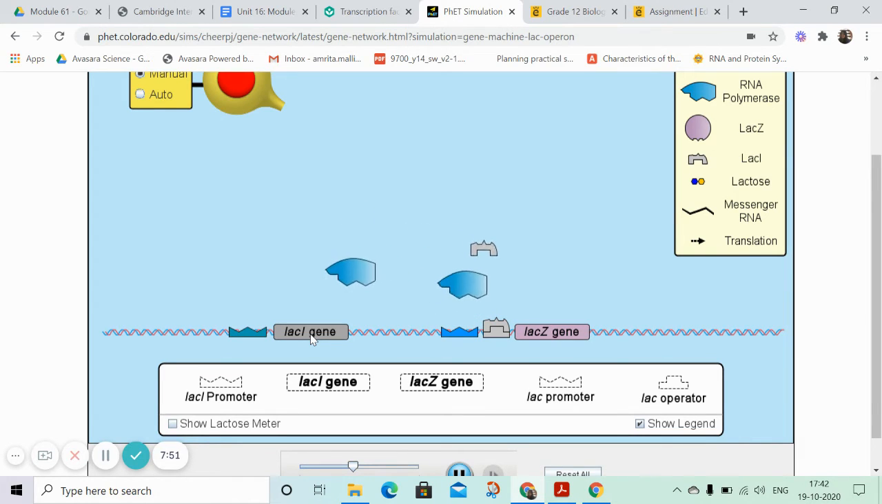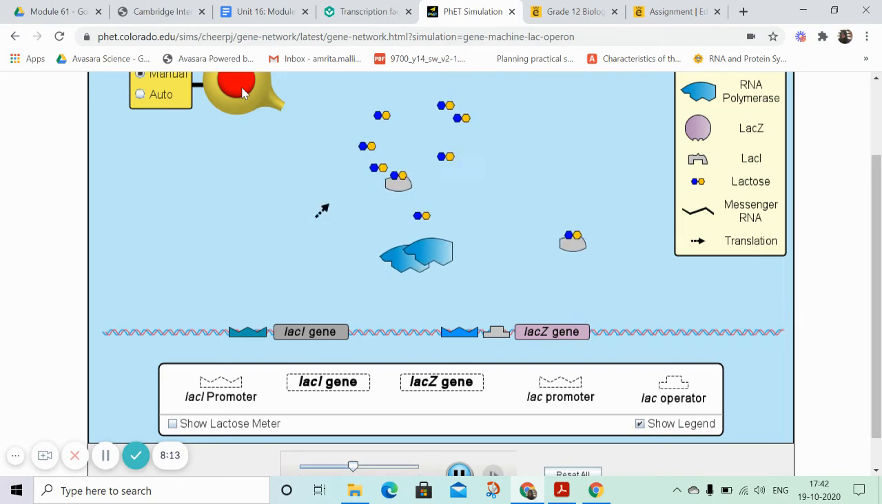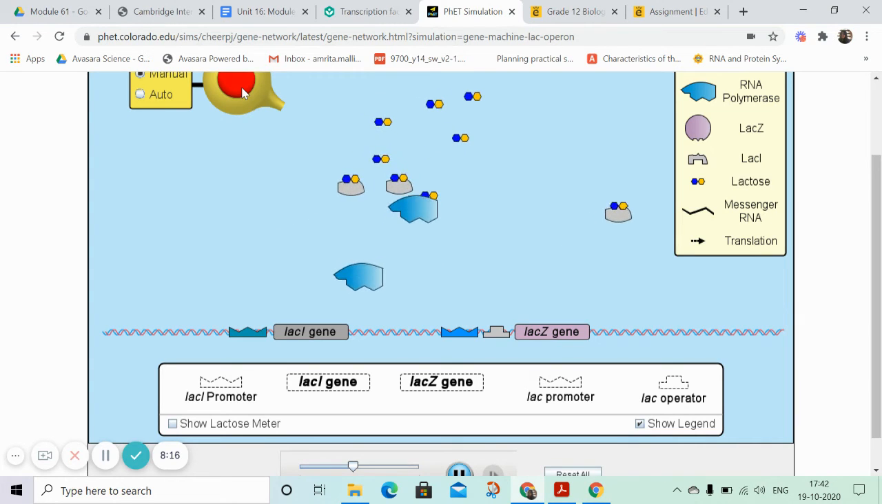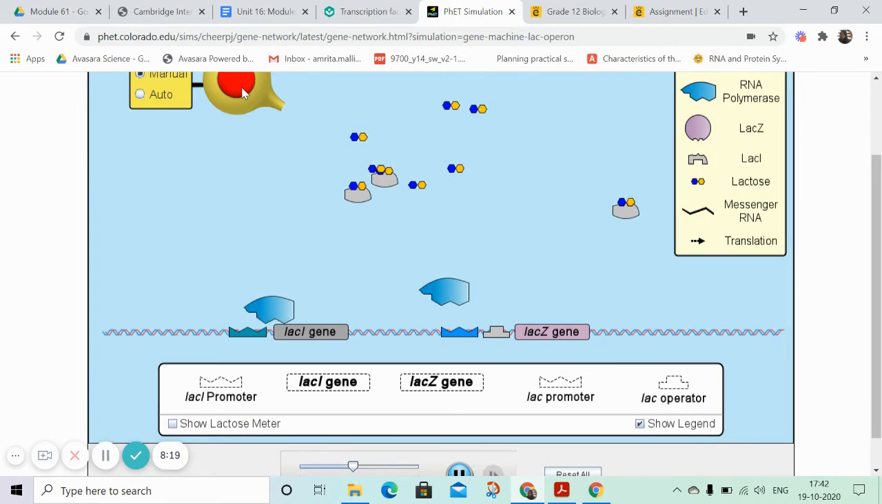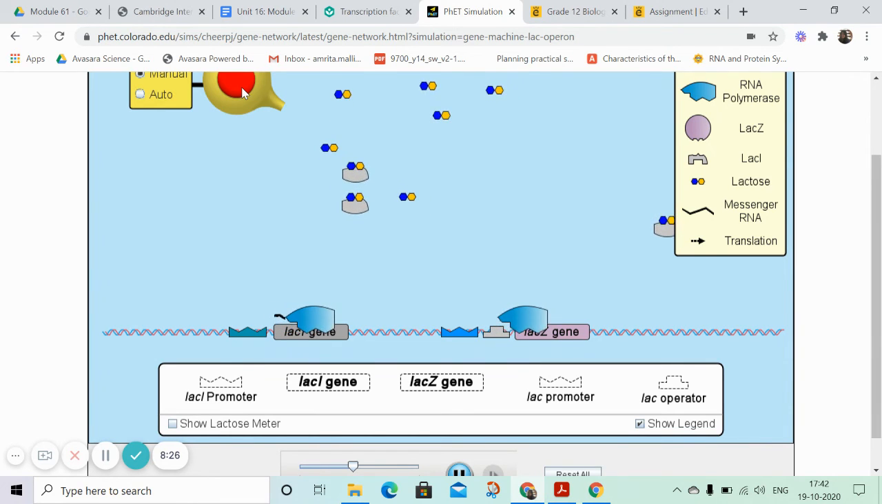Add some lactose. How does this affect transcription of LAC-Z gene? Let's add some lactose, and let's see how that will affect LAC-Z gene transcription. You can see lactose floating in the cell cytoplasm, and quickly they catch up with the repressor. So the repressor is now busy with lactose and has left the promoter binding site. Observe what the RNA polymerase is doing.